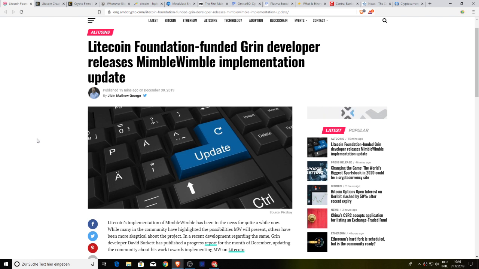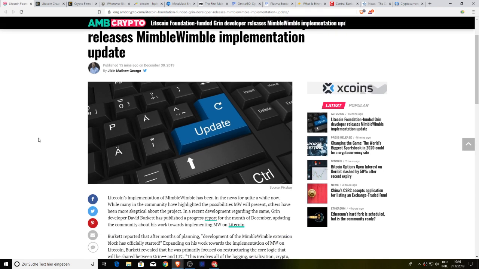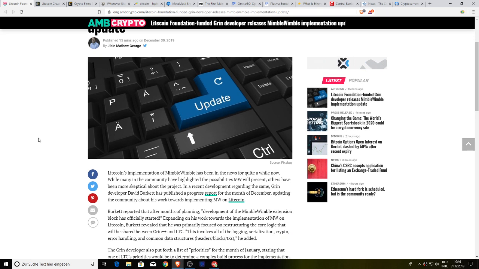To start things off, Litecoin's implementation of Mimblewimble has been in the news for quite a while now. That's an understatement. While many in the community have highlighted the possibilities that Mimblewimble will present, others have been more skeptical about the project. In a recent development regarding this same project, Grin developer David Burkett has published a progress report for the month of December, updating the community about his work towards implementing Mimblewimble on Litecoin. Burkett reported that after months of planning, development of the Mimblewimble extension block has finally started.